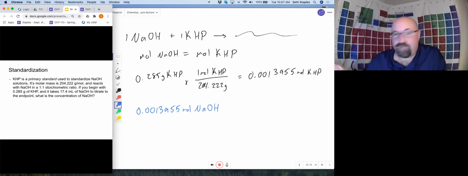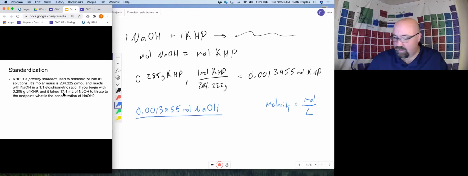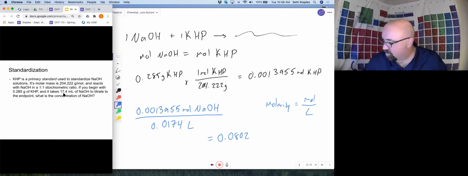moles of NaOH. How do we calculate molarity, which is what we're looking for? Remember, molarity equals moles divided by liters. I know that I started with 17.4 milliliters. So I'm going to convert that to liters, divide by 1,000. And so then I'll just divide this by my amount in liters, 0.0174. And I will get a final answer of 0.0013955 divided by 0.0174 gives me a final molarity of 0.0802 molar.